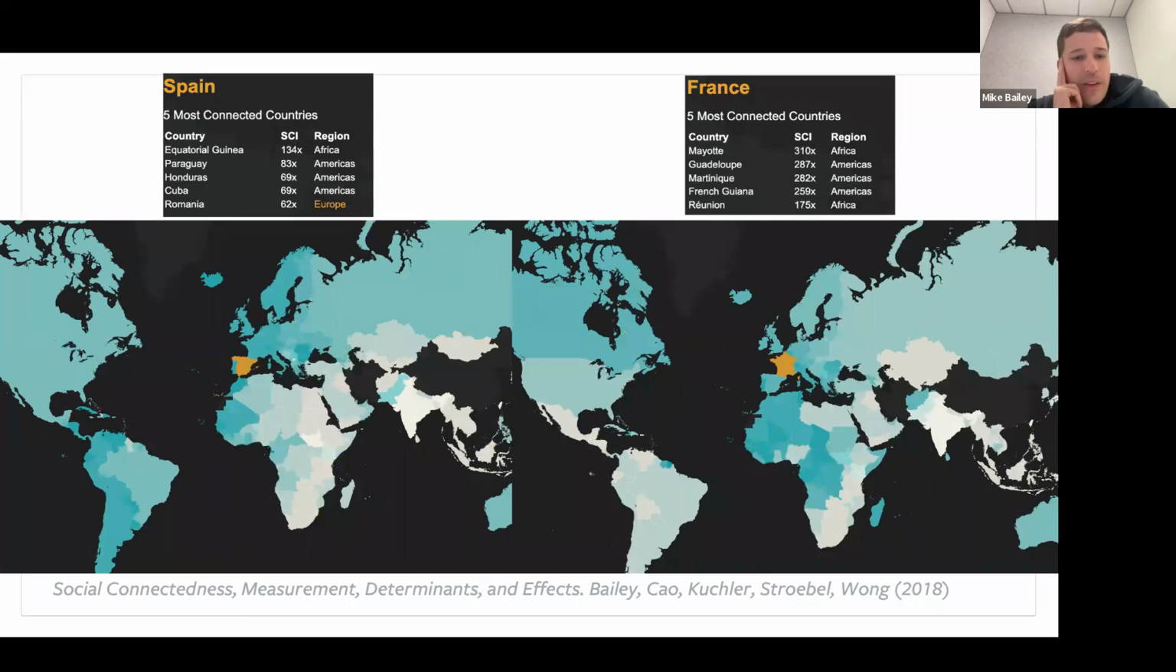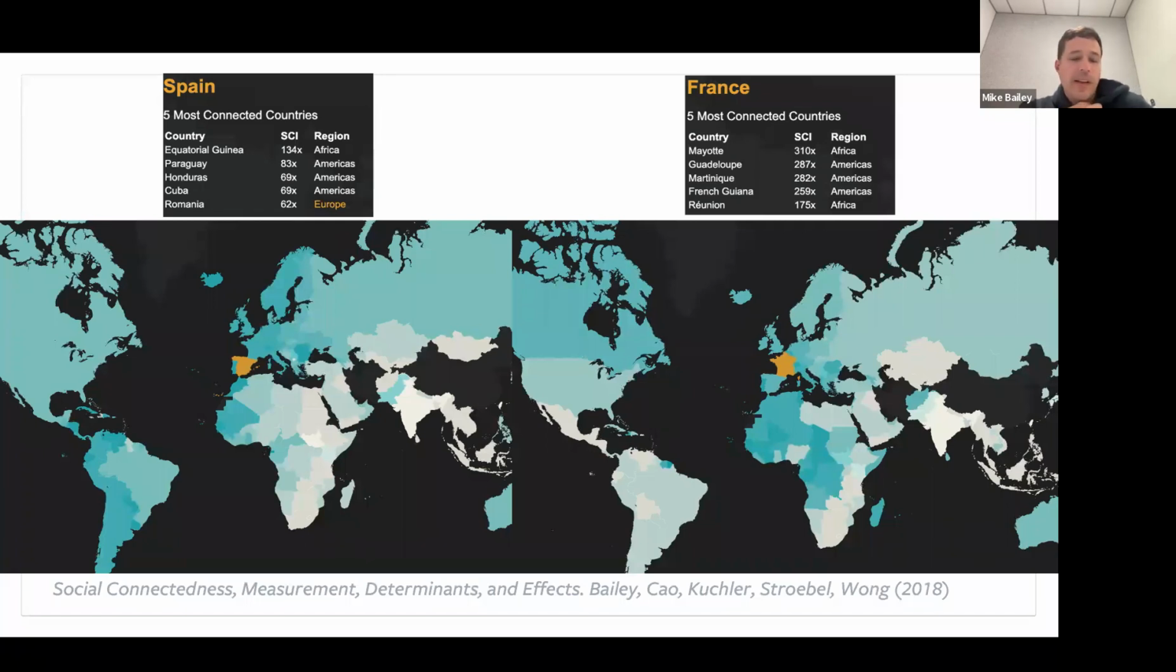This is what the data set looks like internationally. So here I have Spain on the left and France on the right. You'll see that Spain has a lot more connections to areas with which it shares a large history of colonialism, and there are language connections. So Spain is very connected to places in South America, like Honduras or Paraguay, whereas France has more connections to, of course, the French-speaking regions and former colonies like Guadeloupe and Martinique.